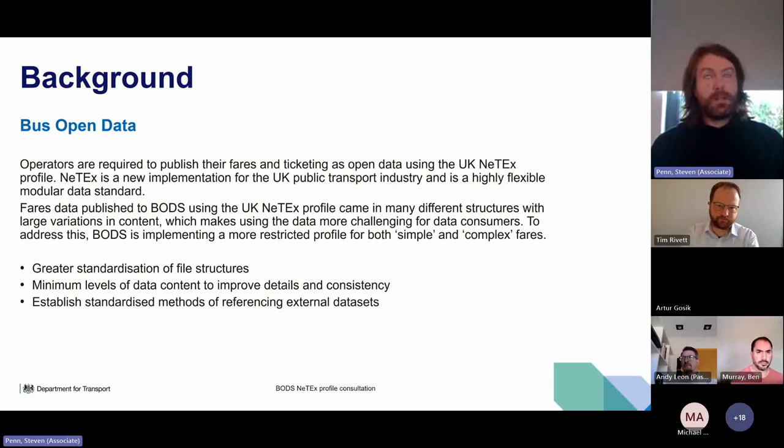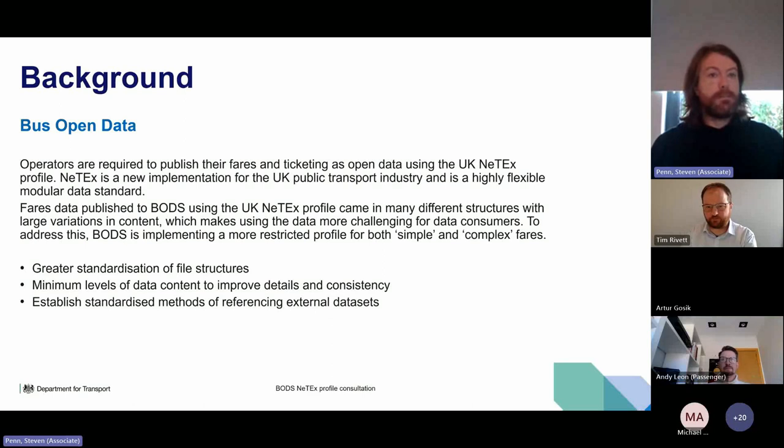What we found is that a lot of the fares data published from various suppliers came in many different structures and there were lots of different variations in content, because, like I've said, NeTEx is very flexible, very modular, and you can pass extremely limited amounts of data and be considered valid, or you can divide that data across multiple files. You could do all kinds of different things. And that's what was happening when the data was being published. Obviously, this posed quite a big challenge for anybody trying to consume the data, because you have to account for all the different variations. And there was an unknown number of variations.